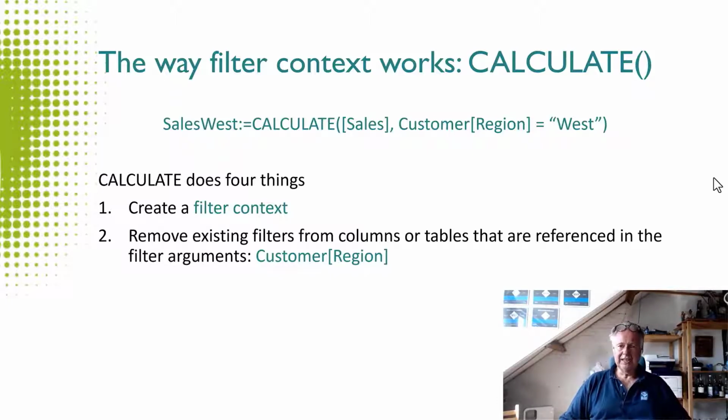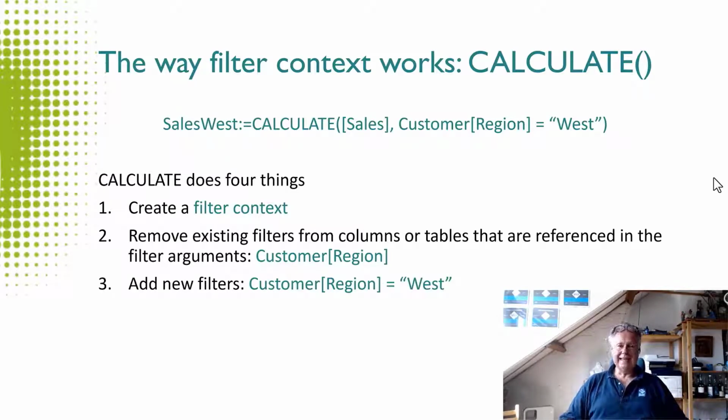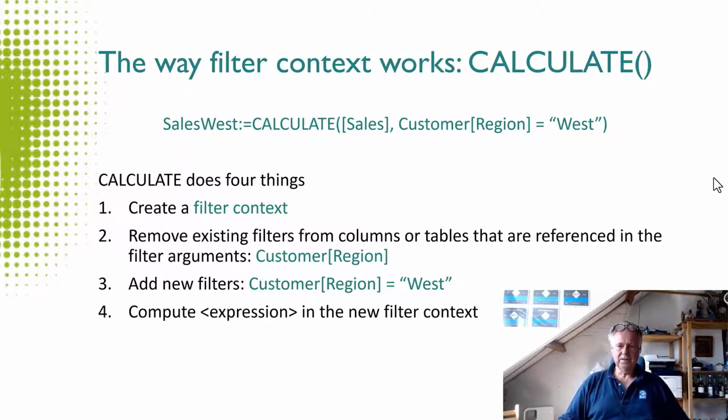Very important to understand, because it means that the result will always be Customer Region West, although you might select, for instance, East in the slicer. It still stays West because it removes that filter. Okay, then it adds a new filter. In this case, it adds Customer Region West. And if that has been done, the last part is that it will compute the expression in the new filter context. So whatever you do, you will get the results back for Customer Region West.